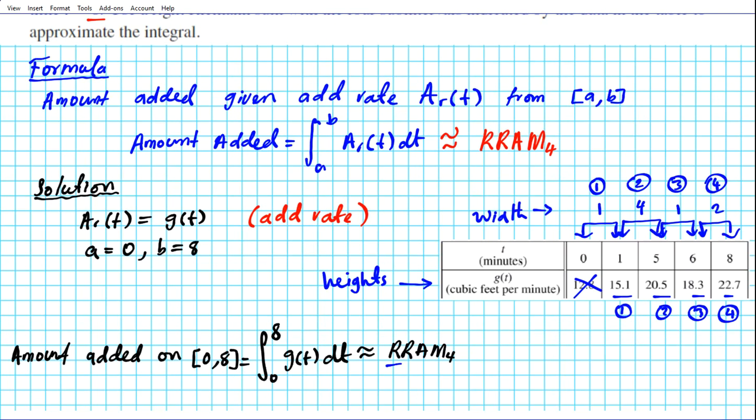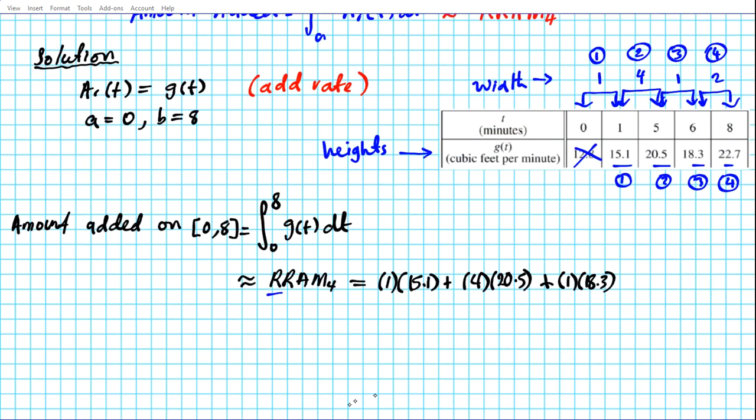The right Riemann sum with 4 rectangles is given by the area of the first rectangle, which is width of 1 times height of 15.1. That's the first rectangle. Second rectangle, width of 4 times height of 20.5. Plus the third rectangle, width of 1 times height of 18.3. I moved it down a little bit so it fits.